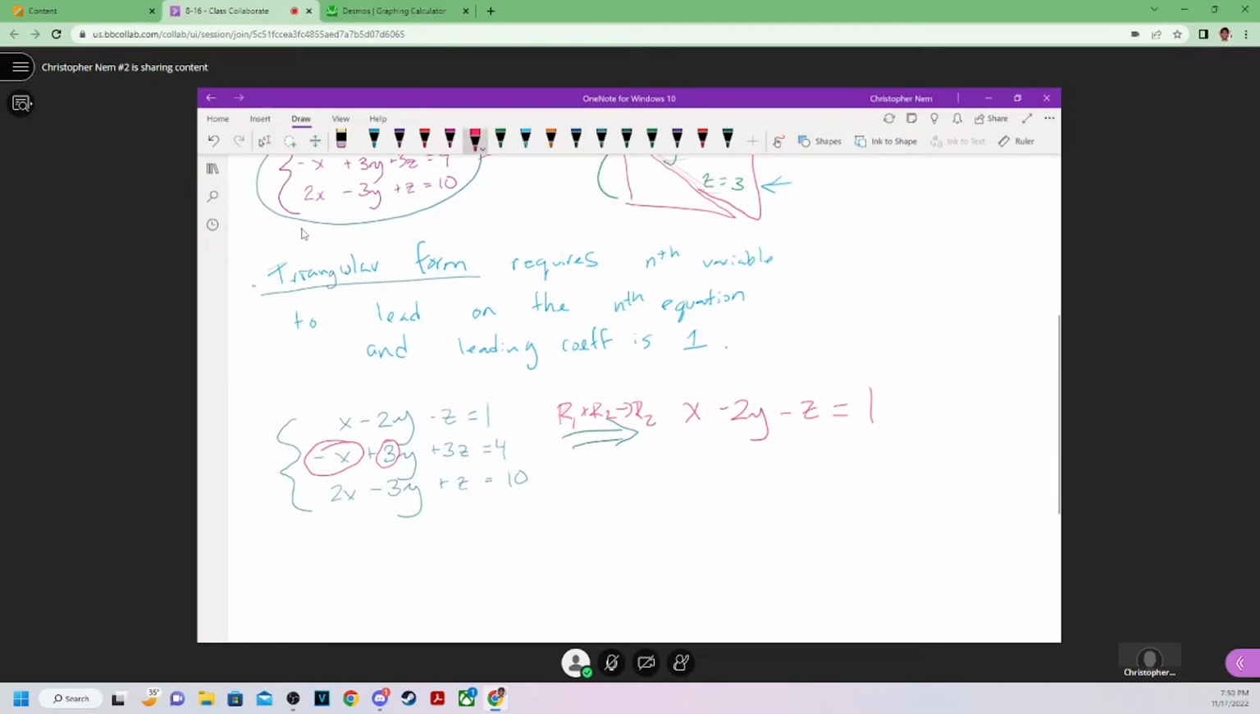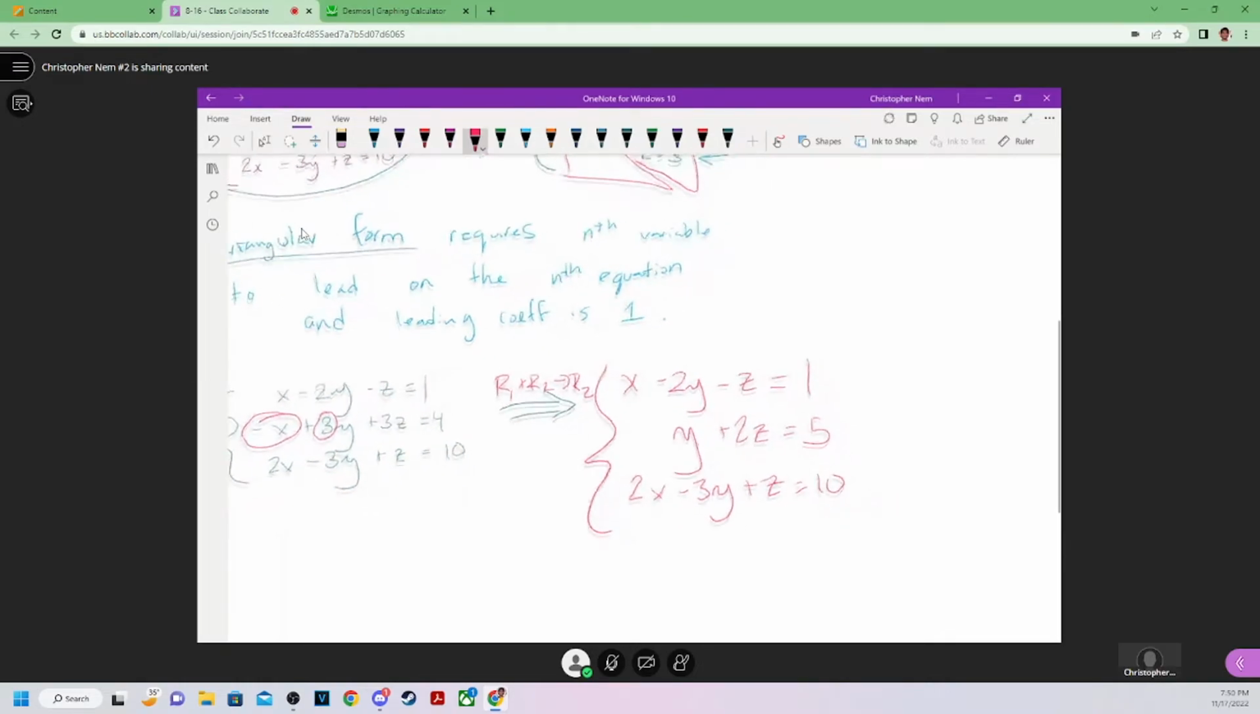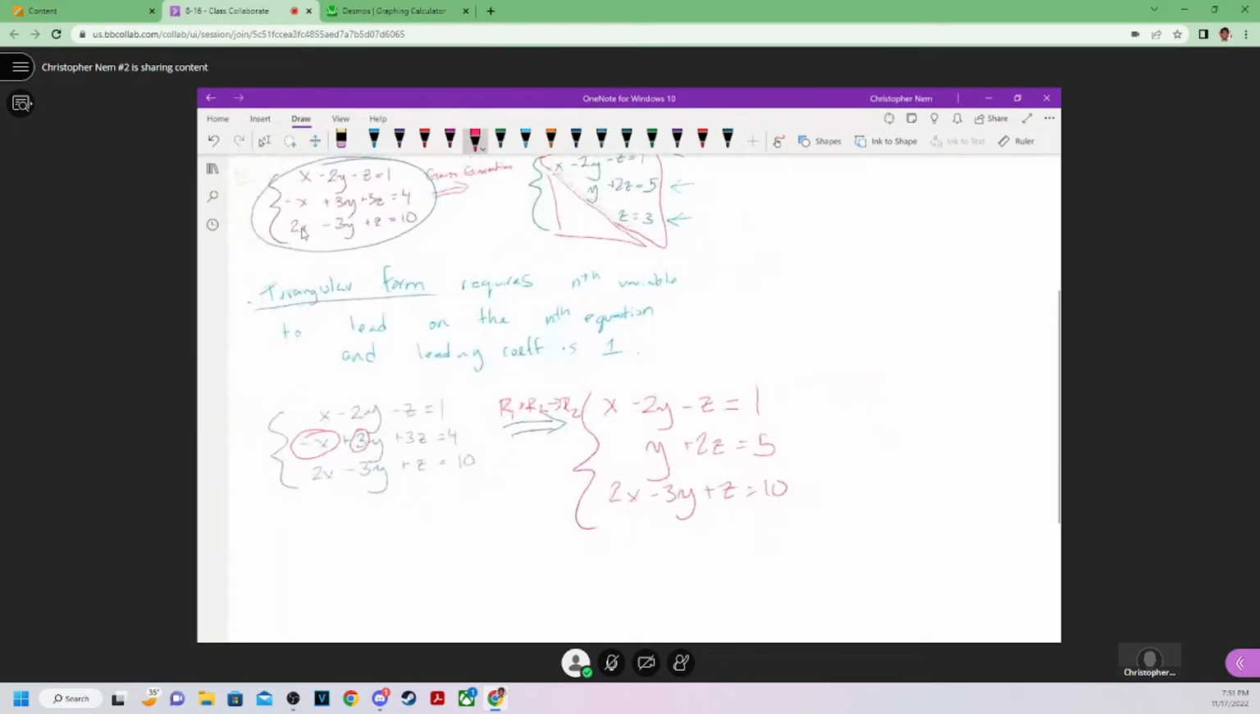The second row now becomes, well, if I add them together, y plus 2z equals 5. And the third row, nothing changed with that. So this is 2x minus 3y plus z equals 10. This is our new system. It's still equivalent because we're only using these properties. Great. Now, if we look at our second row, is the y the leading variable? Yes. Does it have a leading coefficient of 1? Yes. So we're good to go. We are done messing with row 1, and we are done messing with row 2.